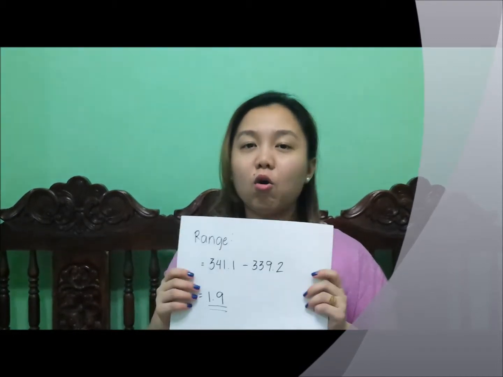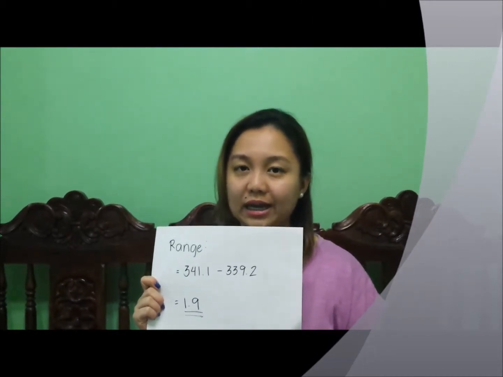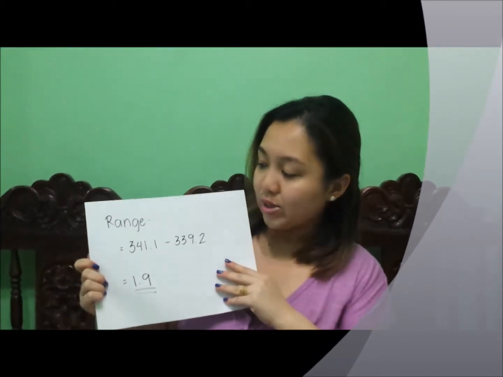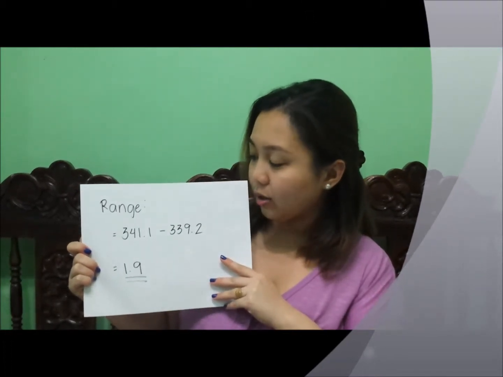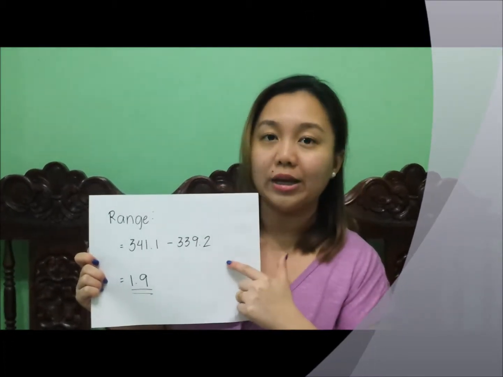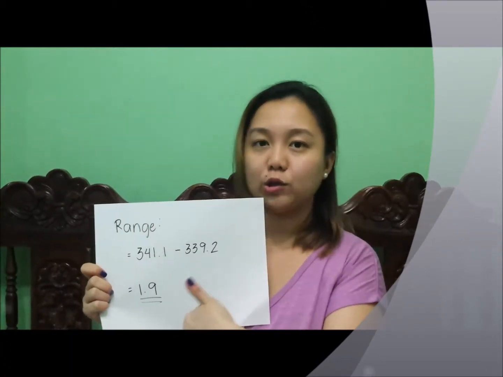With range, we are going to get the difference of the highest and the lowest number given. Based on the problem given to us in the case, the highest value is 341.1 ml. We're going to deduct the lowest value, which is 339.2. Thus, it gives us an answer of 1.9. So, this is the difference. Now we know that the range is 1.9.